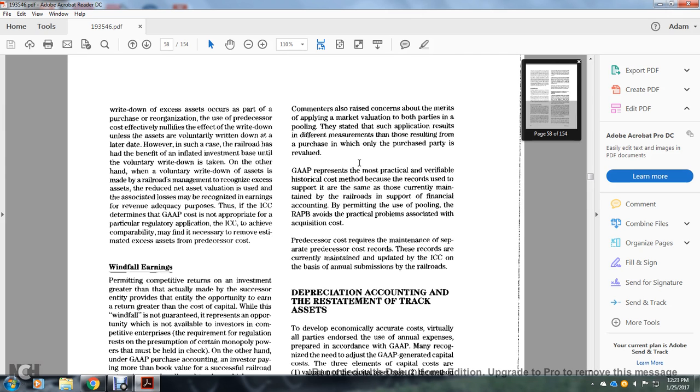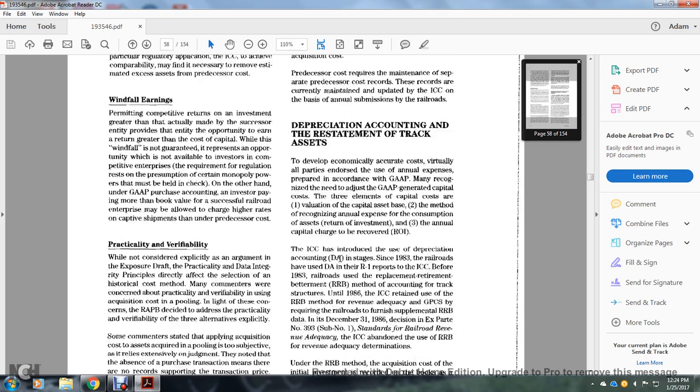The government accounting principle represents the most practical, verifiable, historical method because of the records used to support it. Use of the current method maintains the records in support of the financial accounts. The railroad accounting principle avoided practical problems associated with the predecessor cost, which requires the maintenance of separate predecessor cost records. The required records are currently maintained under the Interstate Commerce Commission on the basis of the annual submission of the railroads.